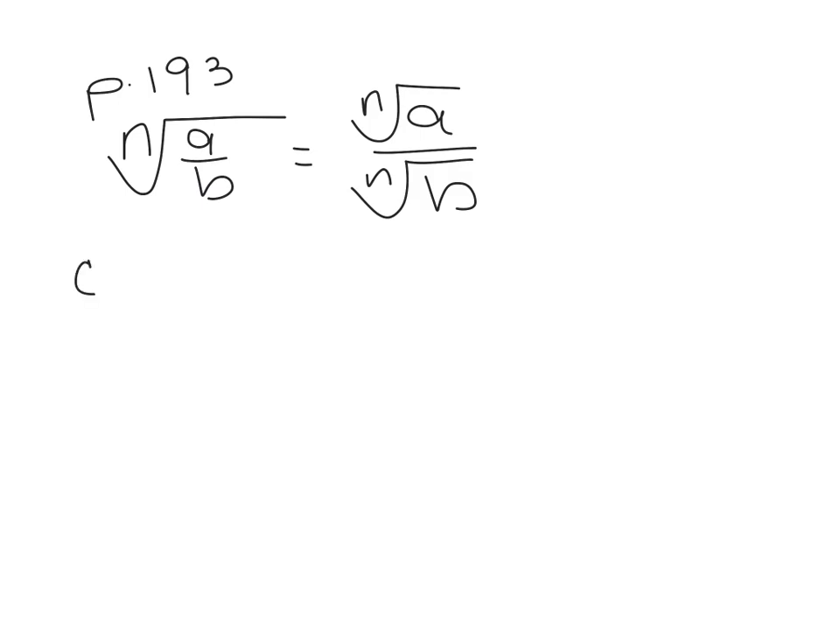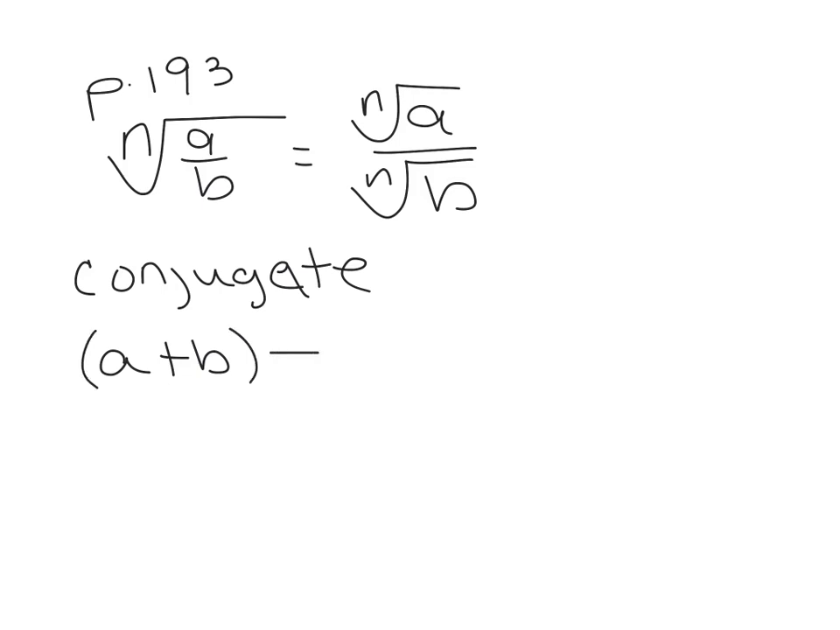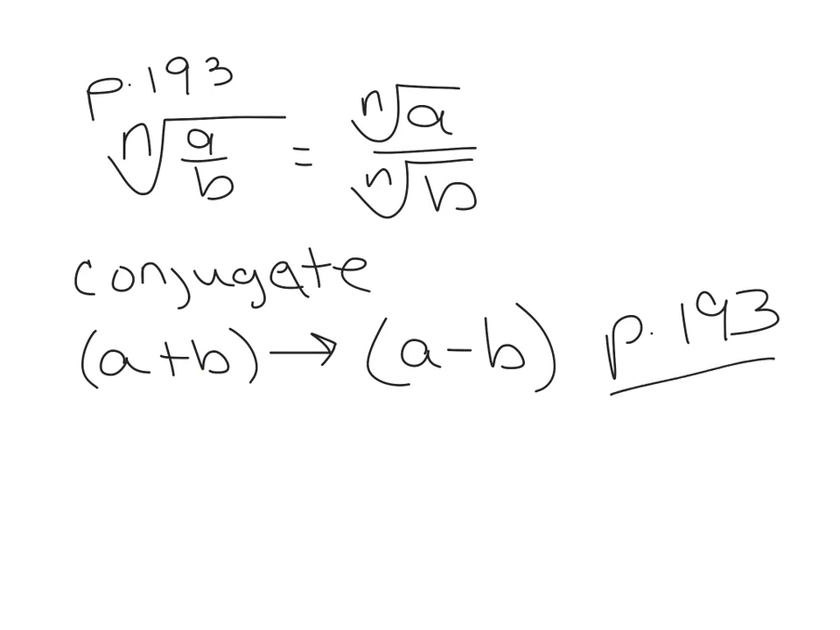And then we have the definition of what a conjugate is. A conjugate is a binomial that has the same terms as another binomial with the opposite sign in the middle. We use conjugates to clear radicals out of the denominator of fractions. So you can see on the bottom of page 193 some examples of conjugates.